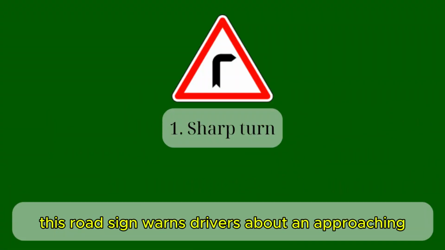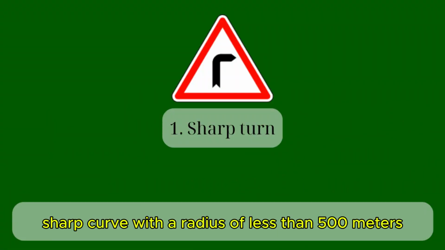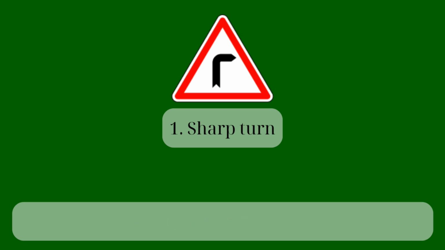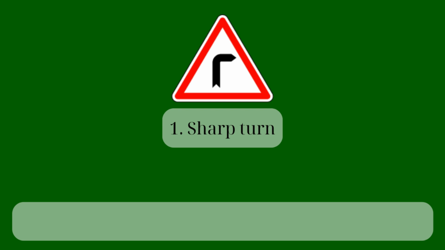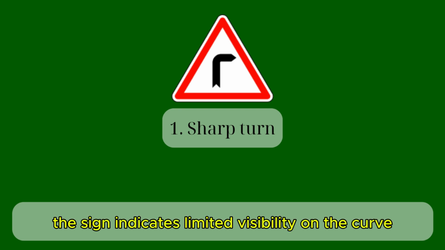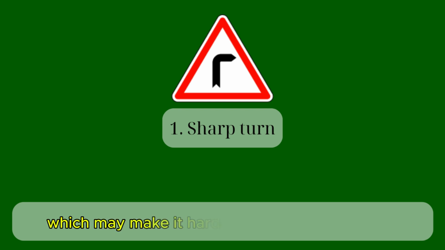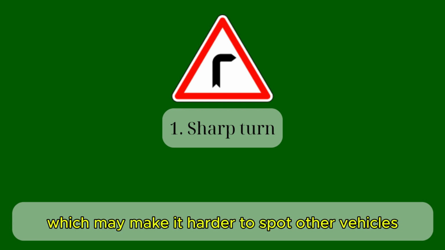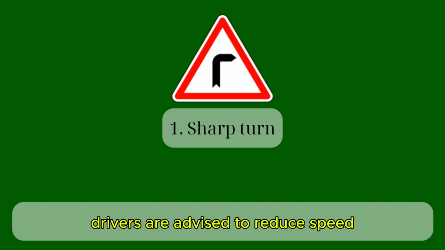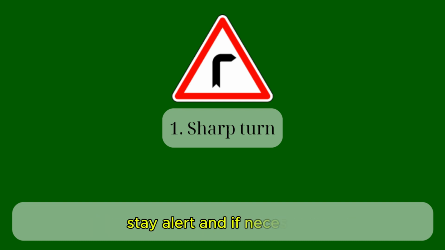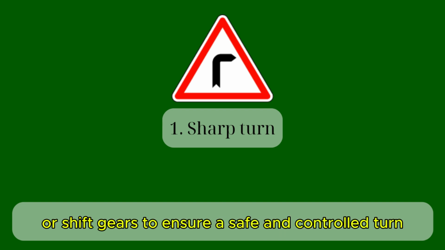This road sign warns drivers about an approaching sharp curve with a radius of less than 500 meters outside populated areas and less than 150 meters within towns or villages. Additionally, the sign indicates limited visibility on the curve, which may make it harder to spot other vehicles, pedestrians, or obstacles in time. Drivers are advised to reduce speed, stay alert, and, if necessary, apply early braking or shift gears to ensure a safe and controlled turn.